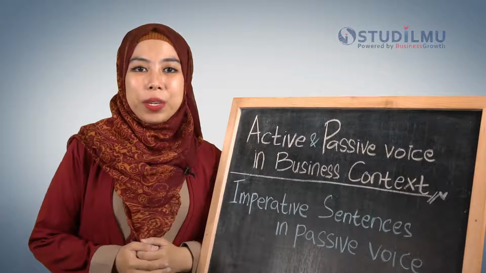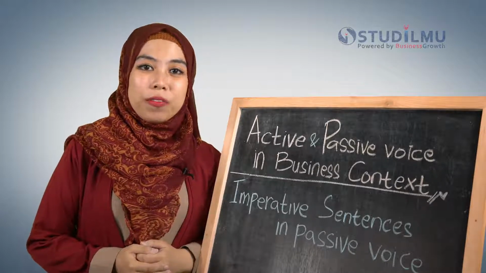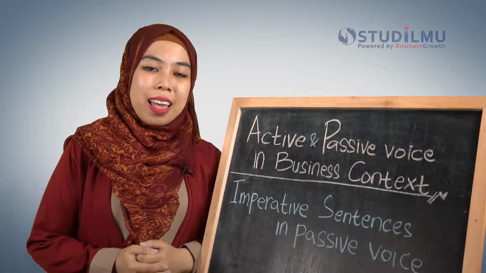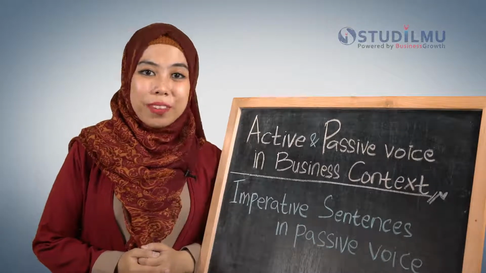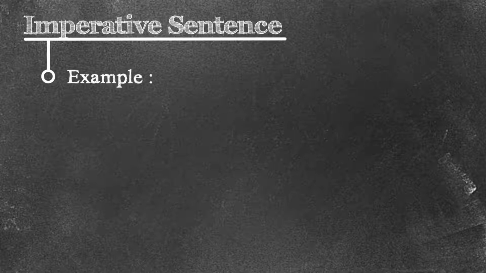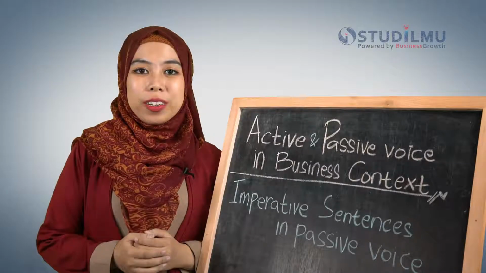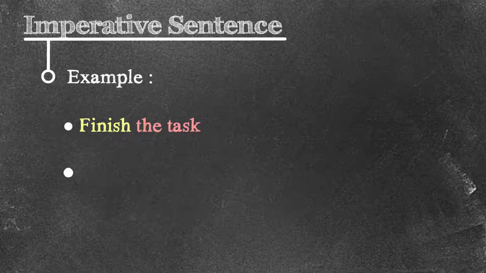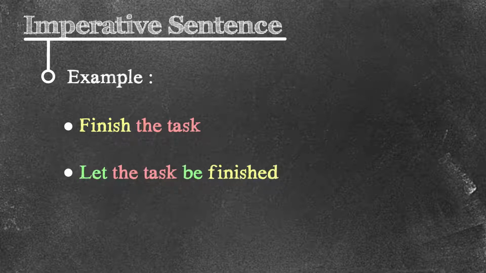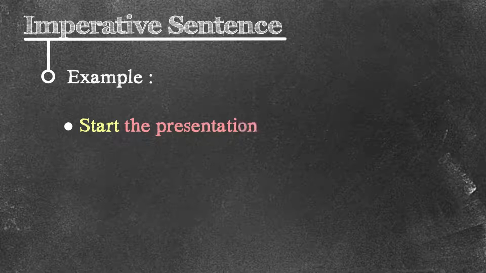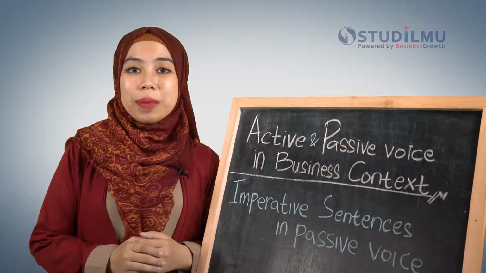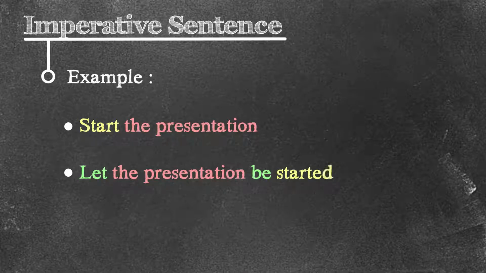Now let me give you several examples of imperative sentences that are transformed into passive voice. The first example is: finish the task. The passive voice of that sentence is: let the task be finished. The second example is: start the presentation. The passive voice becomes: let the presentation be started.